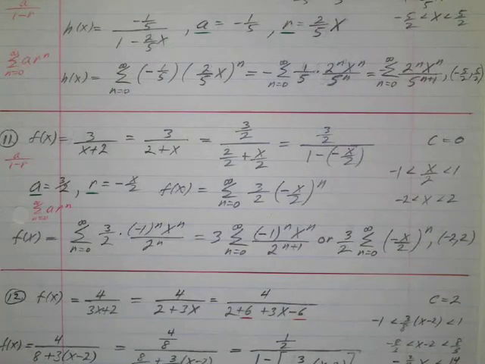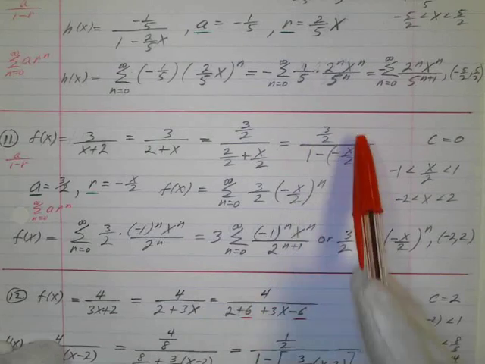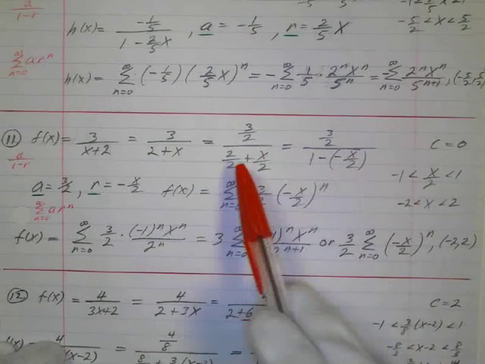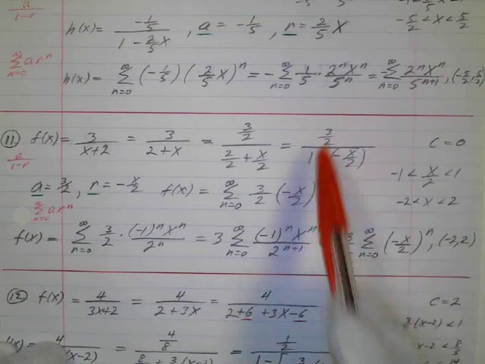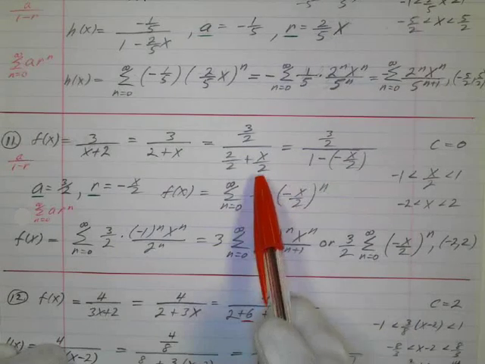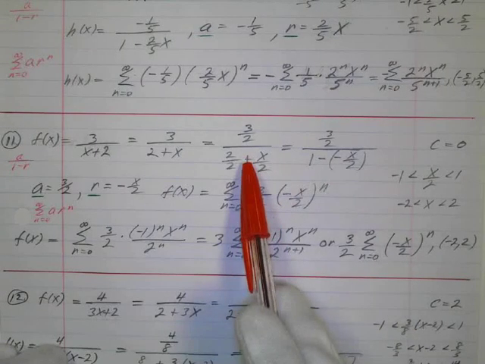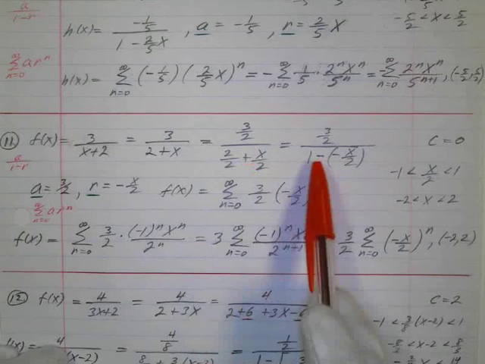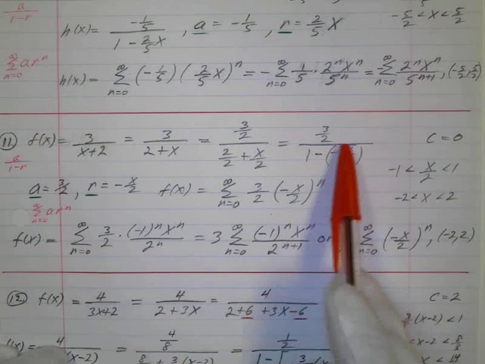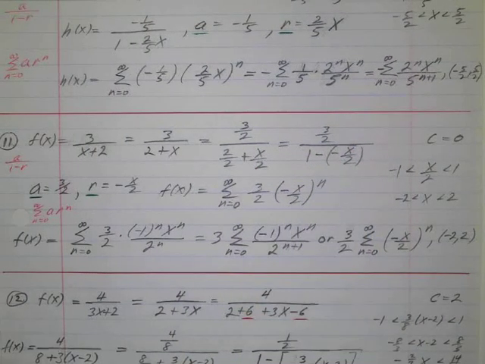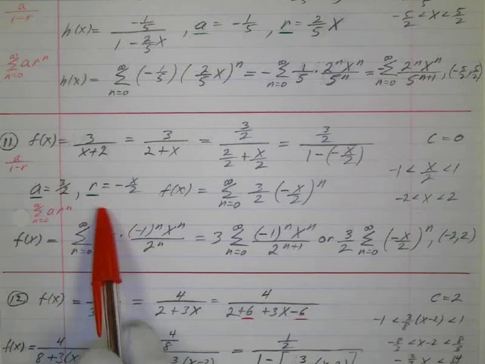And then x over 2. 2 over 2 is 1. So there's my a. And remember, it's going to be negative r, so I just change this to a double negative to make a positive. And I've got minus r. And my r is going to be negative x over 2. So there's my a. There's my r.